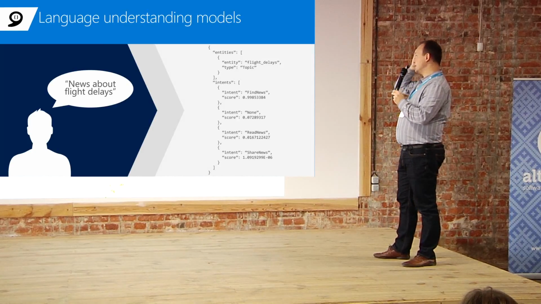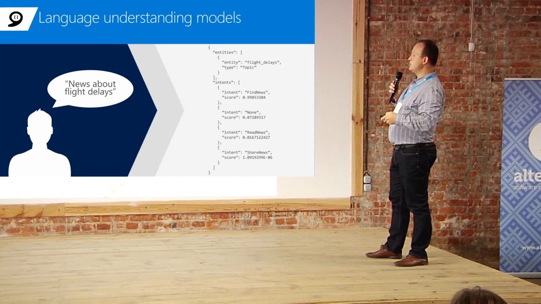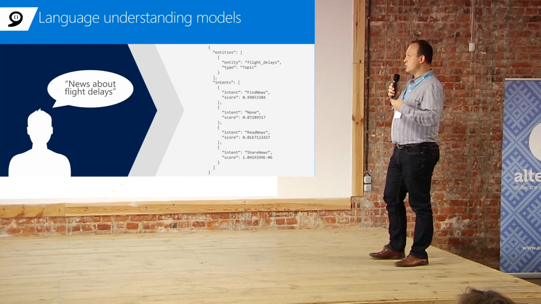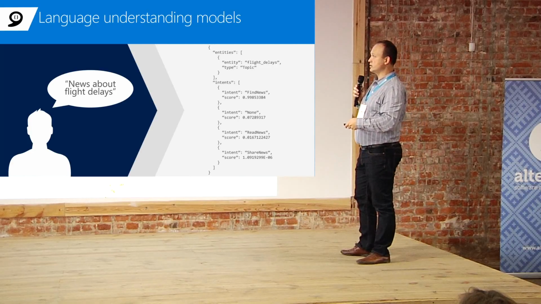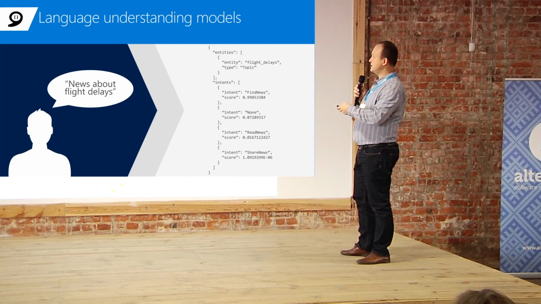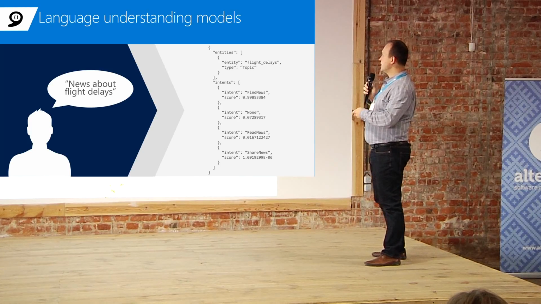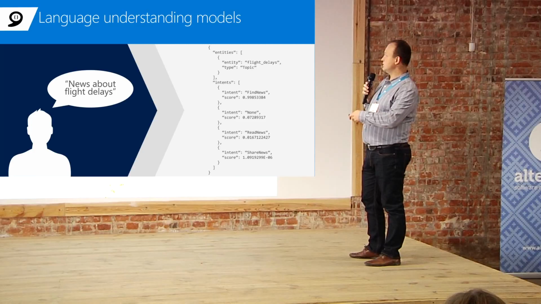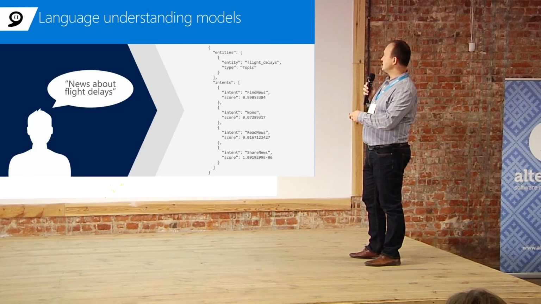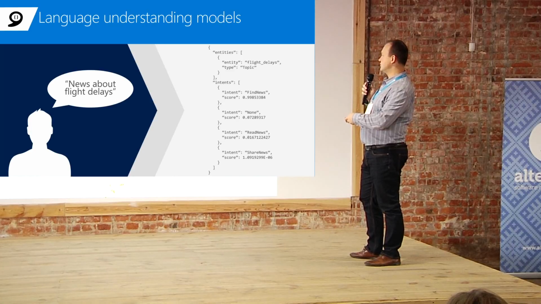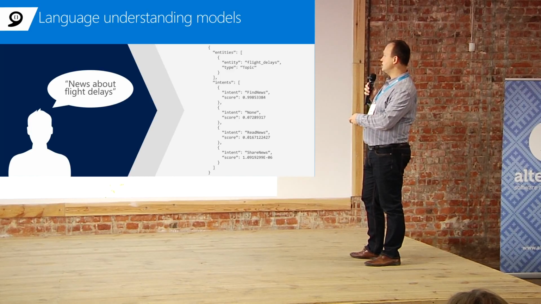So this is basically how the model looks like. You can export it to, once again, a JSON file. You can see, for example, that the customer is providing this phrase, news about flight delays. So we need to somehow connect those words to a set of intents and obviously some entities. So this is basically the outcome of the model, what LUIS has provided to us. You can see that it found one entity called flight delays, which is correct. And also it tries to identify our intents.